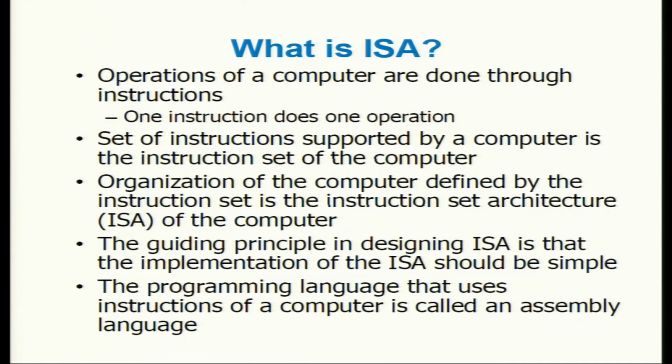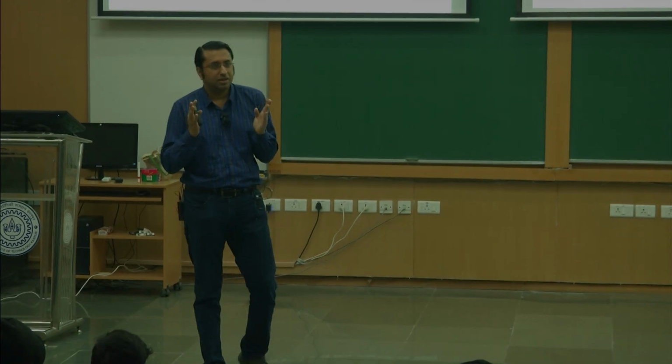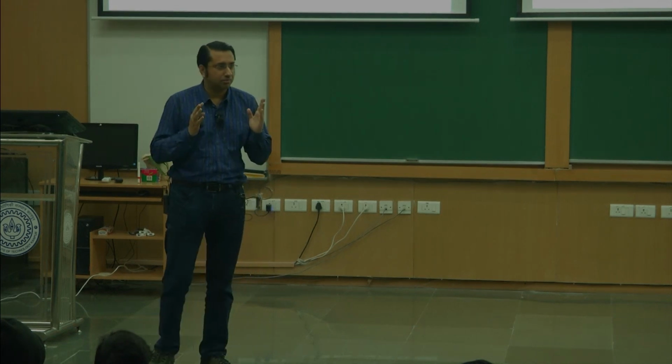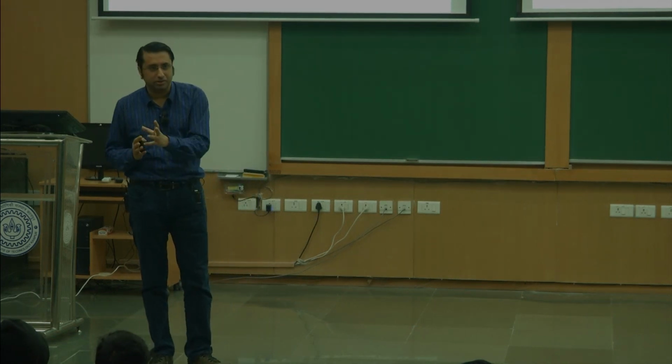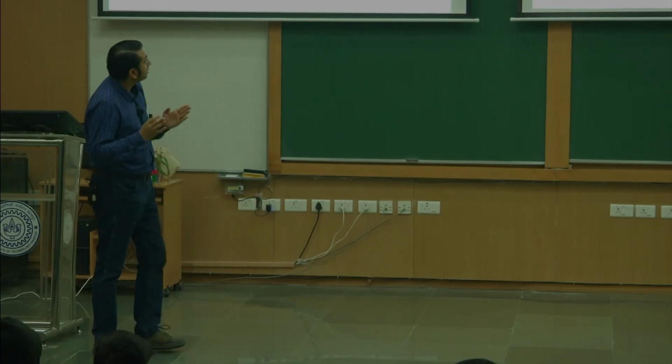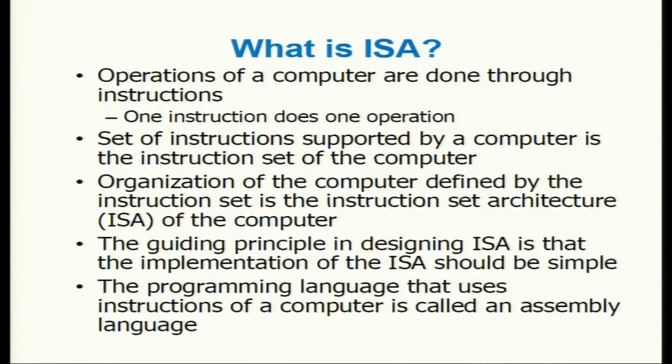That is, whatever is visible from your instruction set would define the instruction set architecture, like the number of registers, the number of instructions, the width of an instruction. That's part of the instruction set architecture. However, there is a lot that goes beyond the instruction set architecture, that is beneath it, which is not visible from the instruction set architecture. And we'll talk about that too. The guiding principle in designing an ISA is that the implementation of the ISA should be simple, because that typically dictates how complex your processor is going to be, how complex your compiler is going to be, and so on.